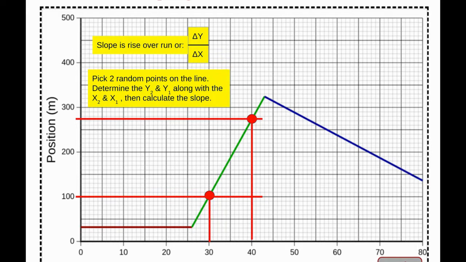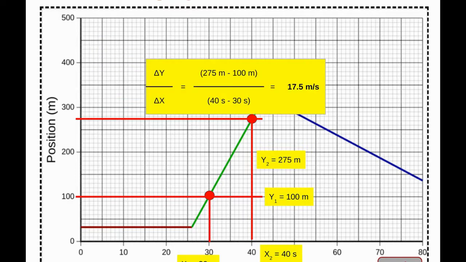We want to extend lines from these points to the x-axis and to where it hits on the y-axis. This is so we can find what the y2 and y1 values are and the x2 and x1 values are. In this case, our y2 is 275 meters and y1 is 100 meters. And our x2 is 40 seconds and x1 is 30 seconds.